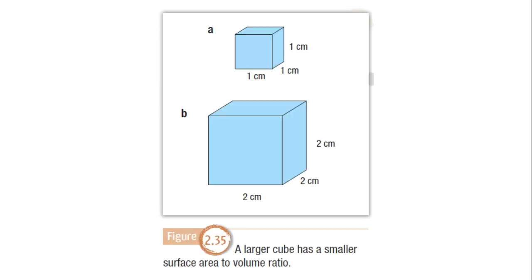So here we have two different size cubes. On the top we have a 1 by 1 by 1, so we can see that that's 1 centimeter cubed, and then down the bottom we have 2 by 2 by 2. And the larger cube has a smaller surface area to volume ratio, so it will take longer for materials to move from the middle of that 2 by 2 by 2 block to the outside in comparison to the 1 by 1 by 1.